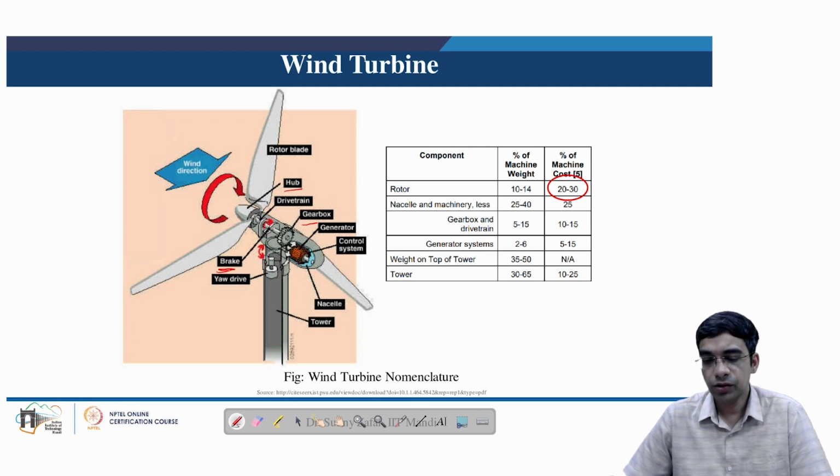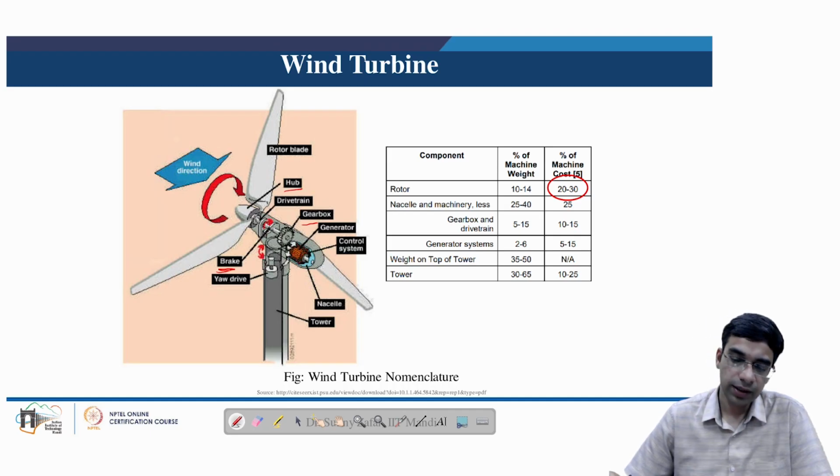The nacelle covering is also generally made with lightweight, high-strength materials. The gearbox and drivetrain contribute 5 to 15% of the weight of the wind turbine. The generator system is 2 to 6%. The weight of the top of the tower is 35 to 50%, and the tower itself is 30 to 65%.